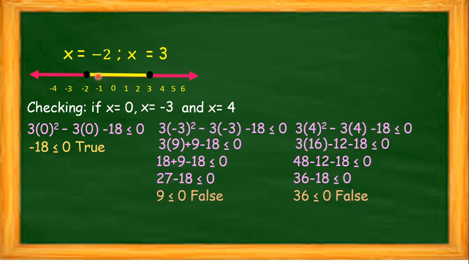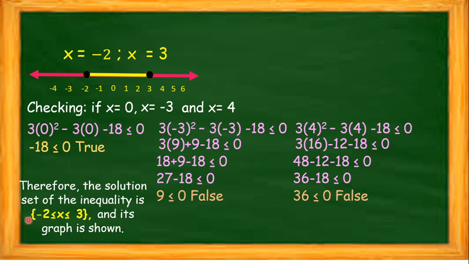But if you try values such as negative 1, negative 2, 0, 1, 2, 3, all answers are true because they are all part of the solution set. Now, draw a line from negative 2 going to positive 3. Okay, that's it.